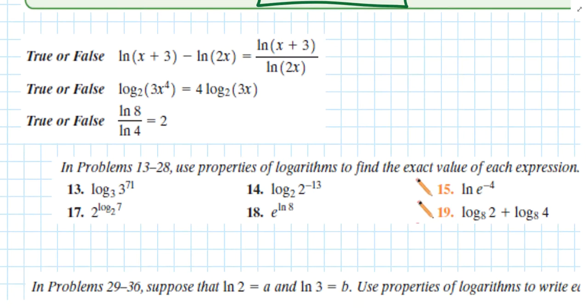Now, before we get into any examples for today, I have 3 quick true-false questions to see if you recall the properties of logarithms when it comes to expanding or condensing them. Is it true or false that the natural log of x plus 3 minus the natural log of 2x is the same as the quotient of the natural log of x plus 3 divided by the natural log of 2x? If it's false, please explain what the correct solution should be. Pause the video and try this now.